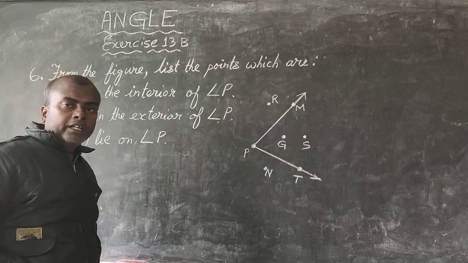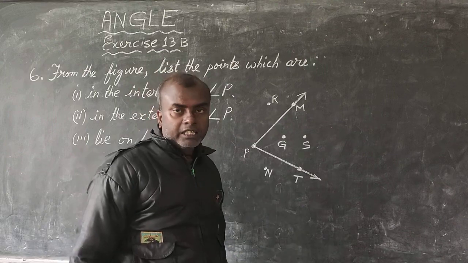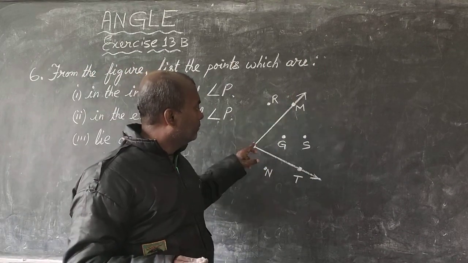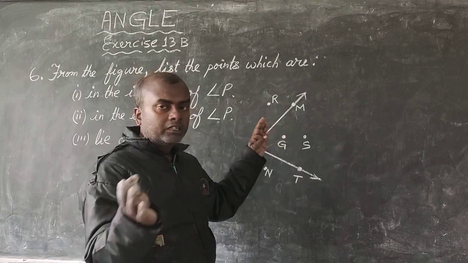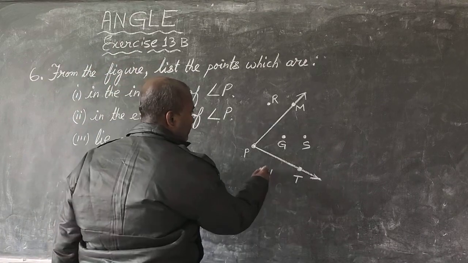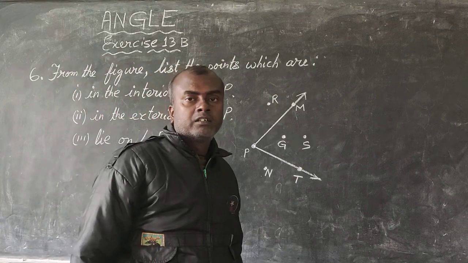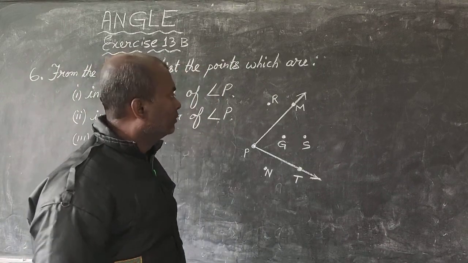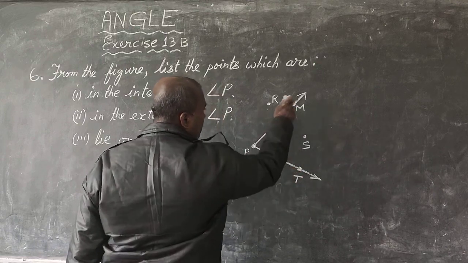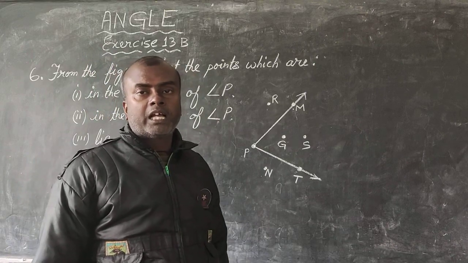Now there are a few points that are drawn inside the angle. When I say inside the angle, it means within the gap of the 2 arms. This is one arm, this is another arm. These 2 points are within the gap of these 2 arms. Then there are some points outside the gap of the angle or the 2 arms of the angle. And there are 2 points given on the boundary line of the angle, that means on the boundary line of the arms of the angle.